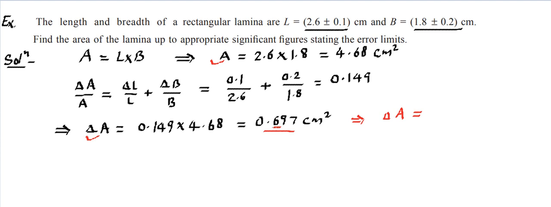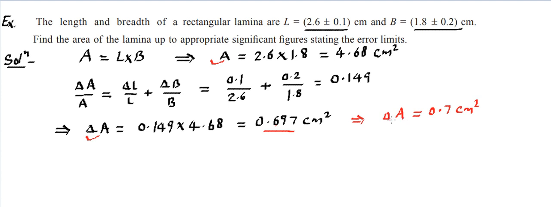So if we want to maintain this place, then this has to be rounded off. Next to this is 9, which is more than 5, so this has to be increased by 1. That means this has to be written as 0.7 centimeter square. So this is the value of error in A.